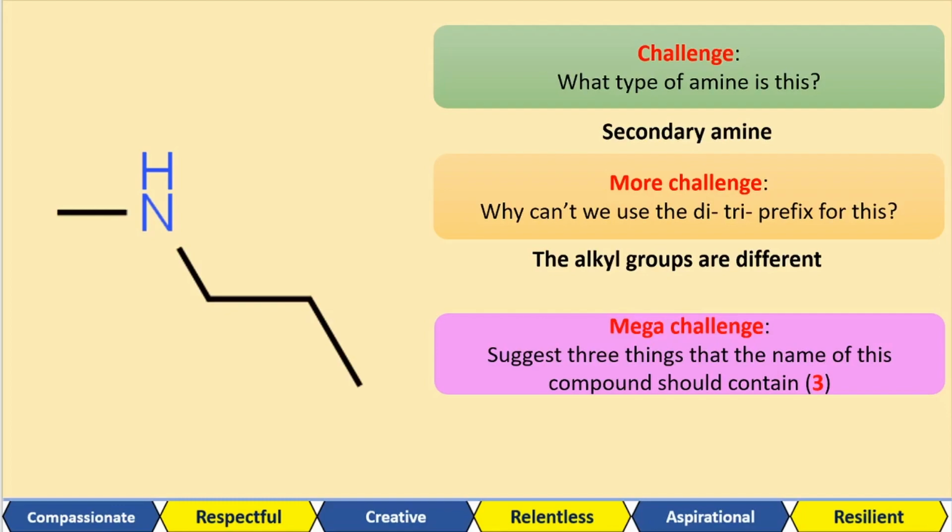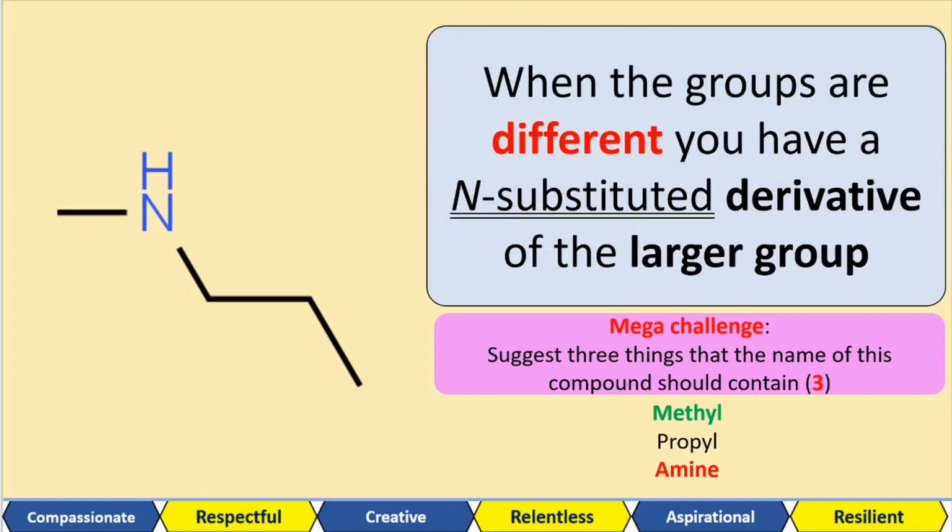So we need amine in the name somewhere. And as I said, on the left hand side, we've got a methyl group. On the right hand side, we've got a propyl group. So we need methyl, propyl, and amine. So how then do we go about naming this? When the groups are different, you have an N-substituted derivative of the larger group.